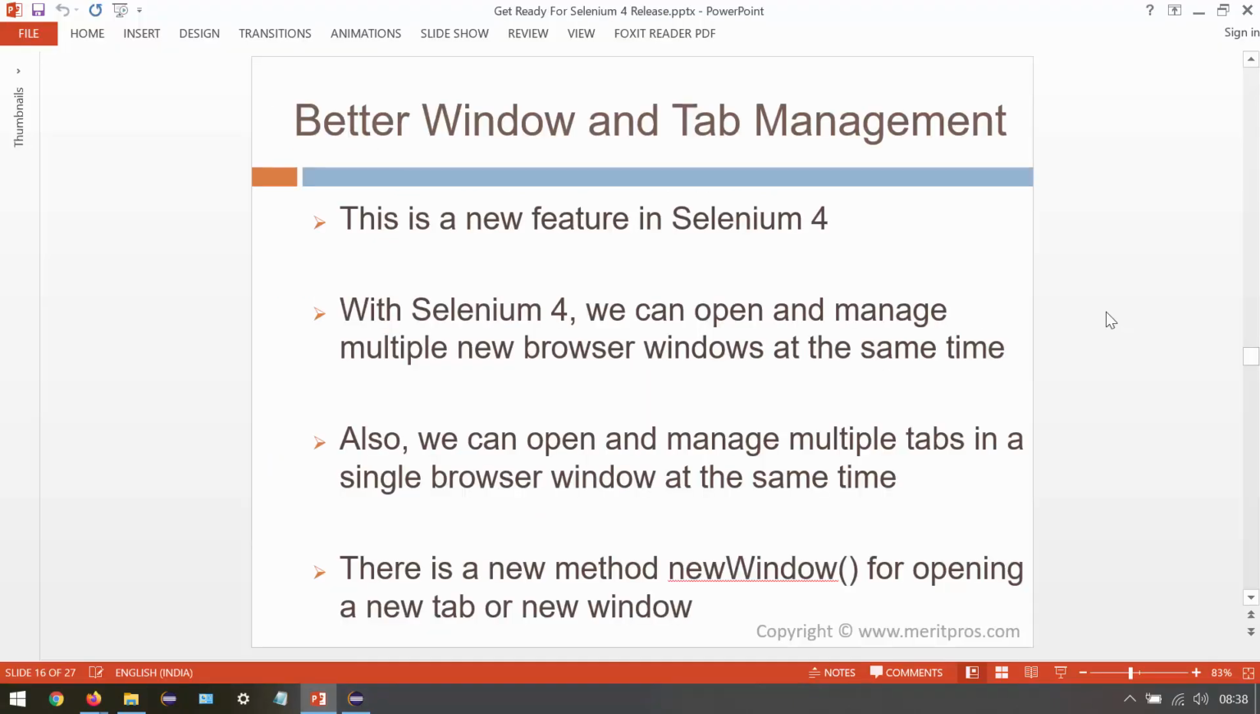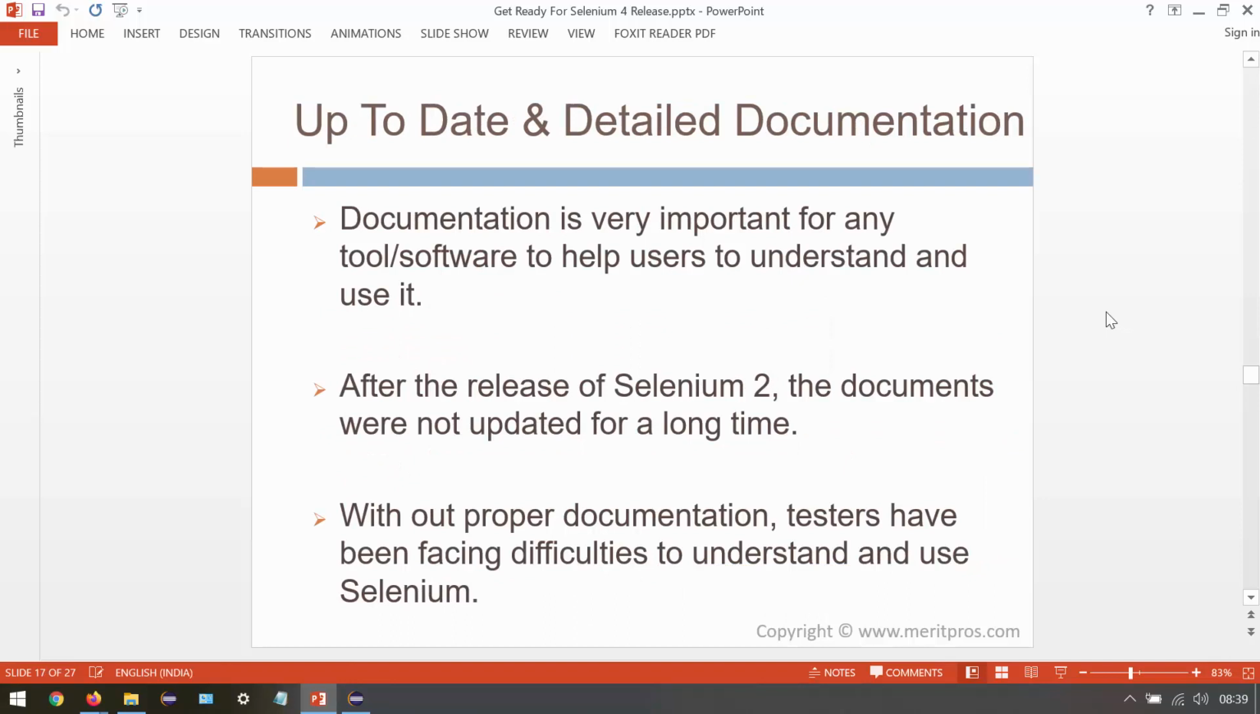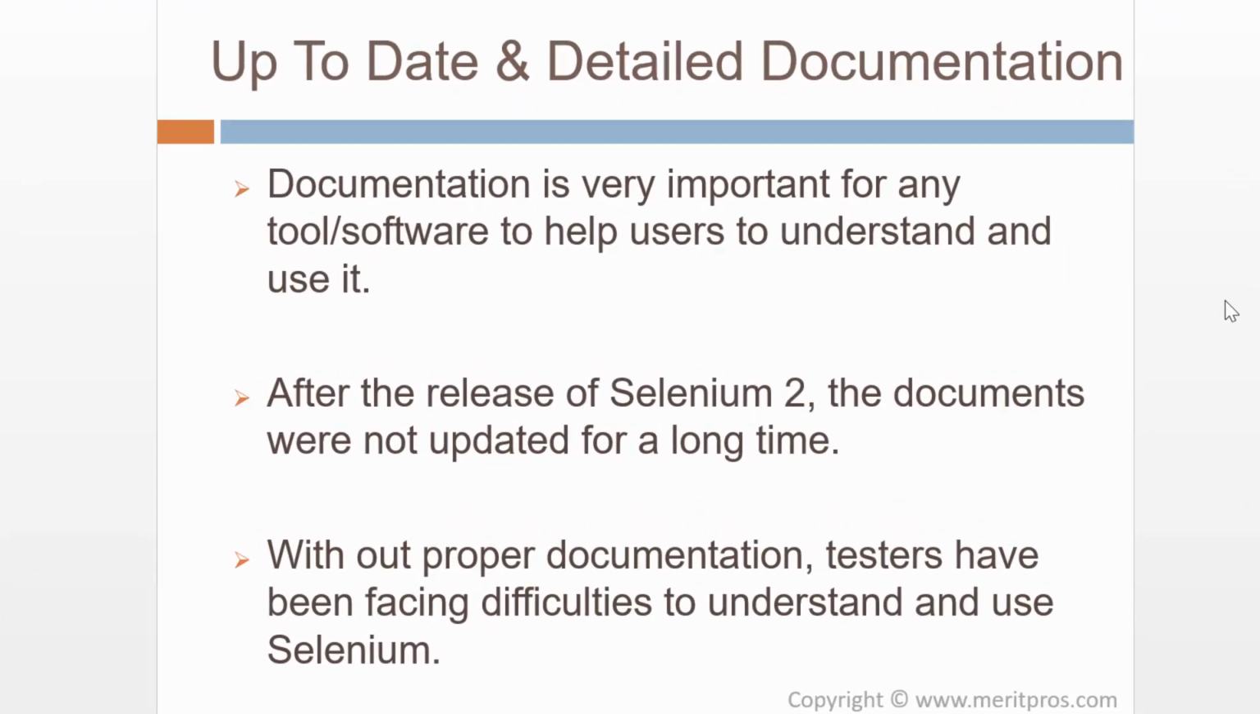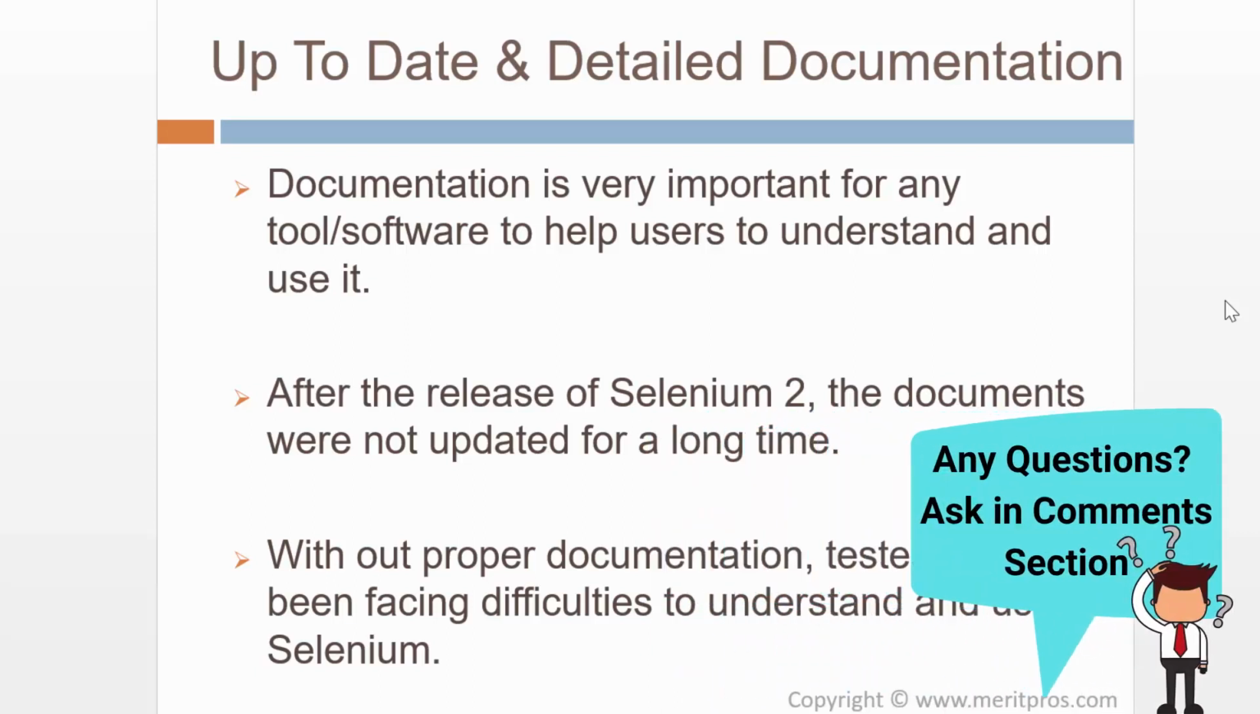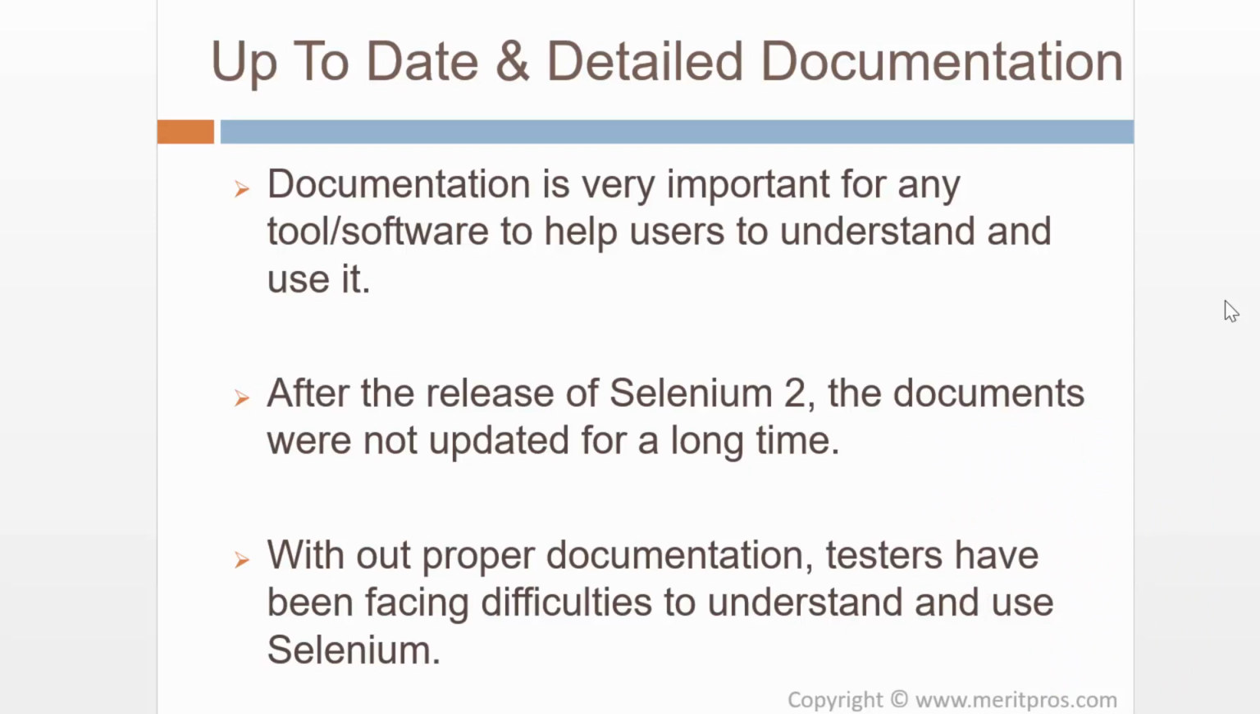Then going further, up-to-date and detailed documentation. This is also promised as part of Selenium 4. Documentation is very important for any tool or software to help users to understand and use it, so that we can learn that software, then we can use it for any issues or queries, new changes, new features. We can go to documentation, we can learn. After release of Selenium 2, the documents were not updated for a long time. When you go to the old website of Selenium HQ, they have moved to a new website. So we all know that documentation was not updated for a long time.